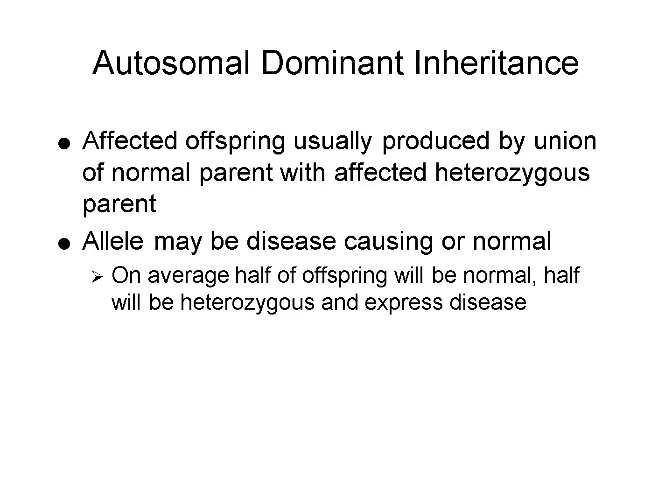In autosomal dominant inheritance, an affected child is typically the result of one parent who is affected and heterozygous for the trait, and another parent who is unaffected. The dominant allele may cause the disease, while the other allele may be normal. On average, half of the offspring will inherit the dominant allele and show symptoms of the disease, while the other half will be unaffected.